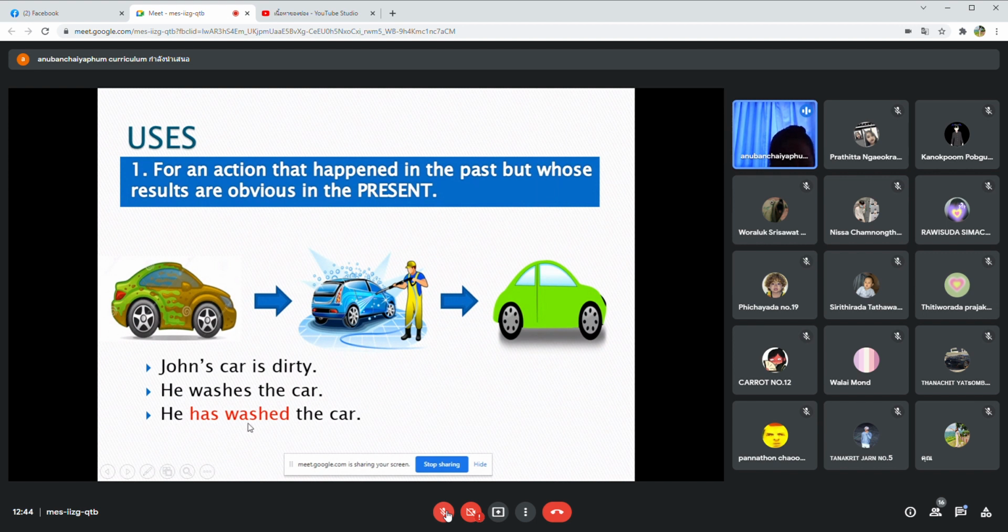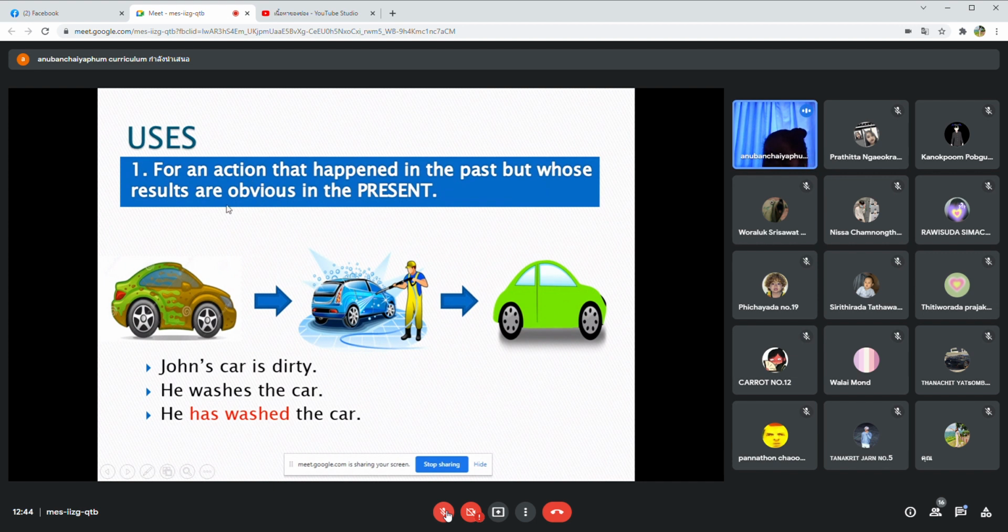This third sentence is your present perfect tense. Can you see the difference? The use of present perfect tense here in the third sentence is that the action happened in the past and has an obvious result in the present. Of course, his car was dirty, so when he washed it, it became clean. So it's an obvious result.